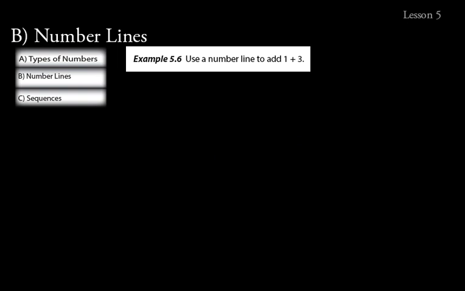Next, example 6. Use a number line to add 1 plus 3. Now you probably know that's 4 already. So the point here is not, why do I have to do this? I know what 1 plus 3 equals. Come on. Use a number line to do this. So get the feel for using one, because we're going to add some negative numbers, which you may not be quite as used to doing, right?